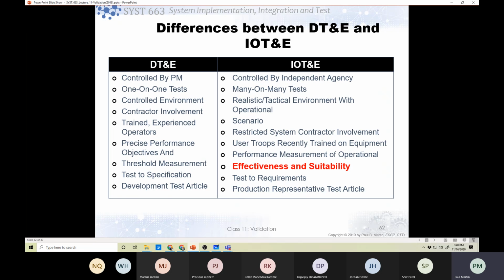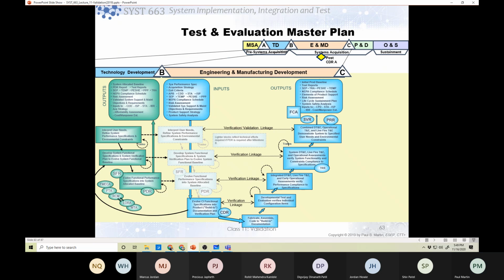Notice the difference between the DT&E, which is contractor-based, controlled by the program manager, whereas IOT&E or OT&E is controlled by the independent agency who's making sure the system is ready, not only effective, in other words, it can do what you said it would do, but it's suitable. In other words, that it's maintainable, it's available when needed, it's reliable, and other abilities.